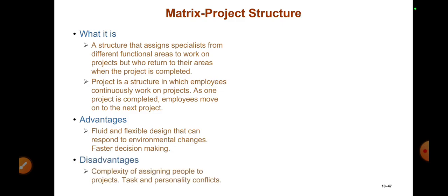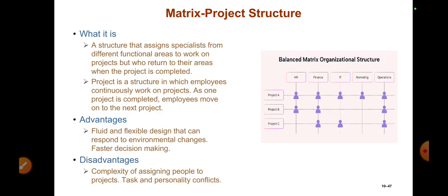Matrix and project structure. Matrix means people coming from different types of organizations or different fields. Project is a structure in which employees continuously work on a project. As one project is completed, employees move to the next project. Project is basically temporary in nature. The people come together to work to finish some job, and after finishing they are sent back to their original position.